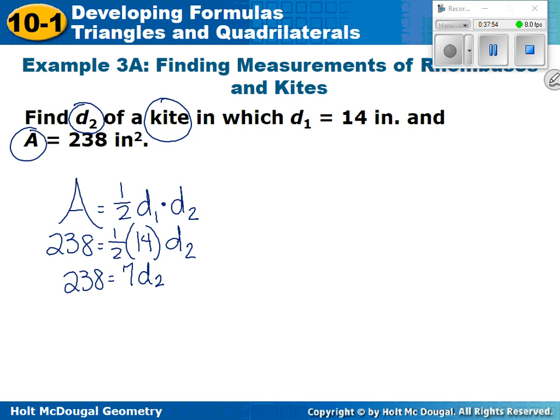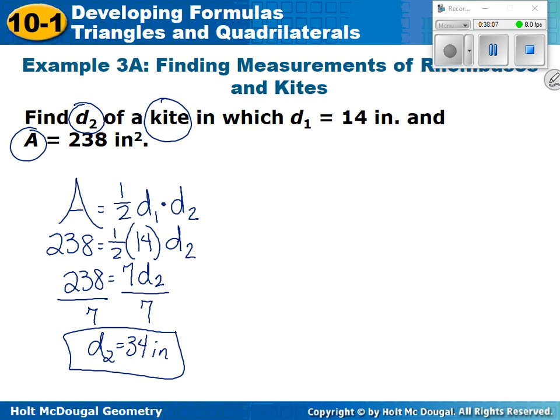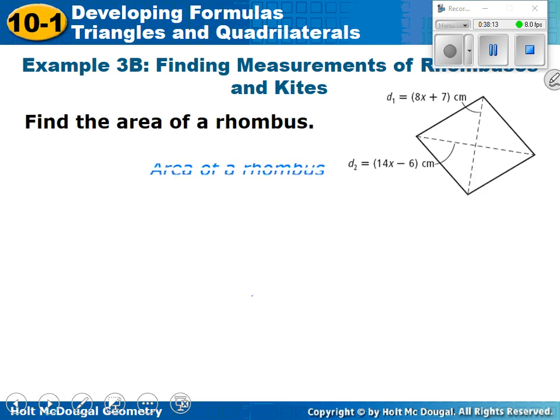What do we do from there? Just divide by 7. So D2 should have equaled 34. What units? Inches. Not squared because you're not finding area. Questions on that one? Okay, they get a little harder on the last two here, and then there's a word problem. So let's look at this one.